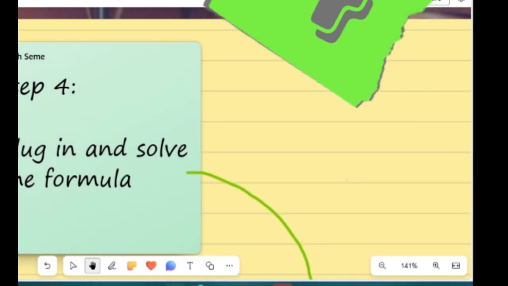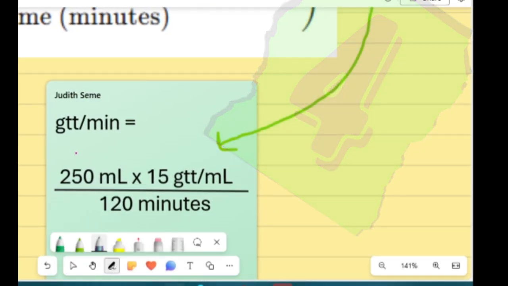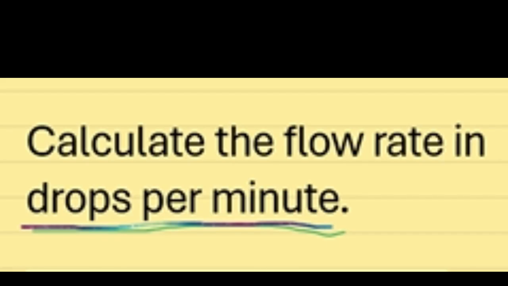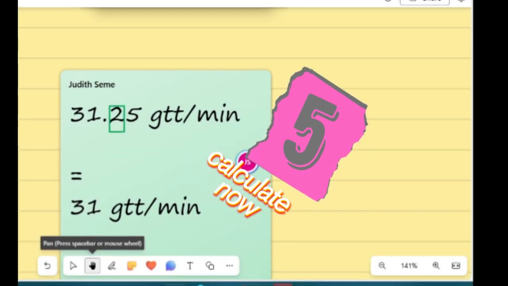That's step 4. Our formula is the volume, which is 250 milliliters. You have your drip factor, which is 15, and then you have your time, which is in minutes, 120 minutes. Drops per minute is what the question was asking, and now you have that in your formula. When you cancel everything you needed to cancel, leaving drops per minute, do your math: 31.25 drops per minute.